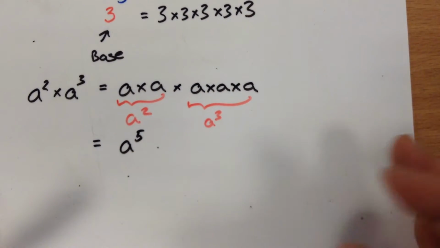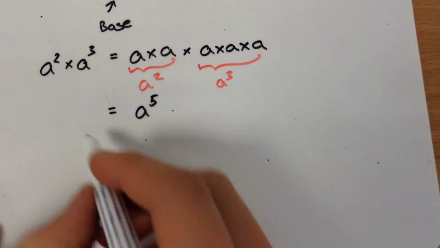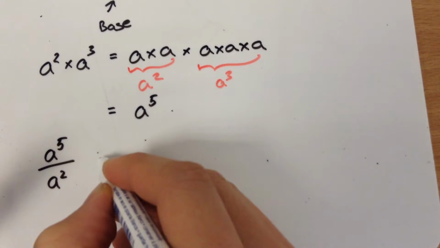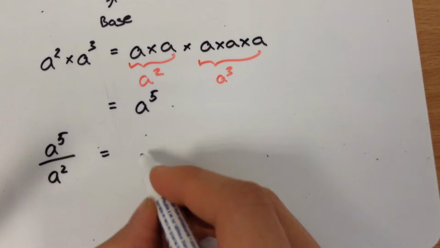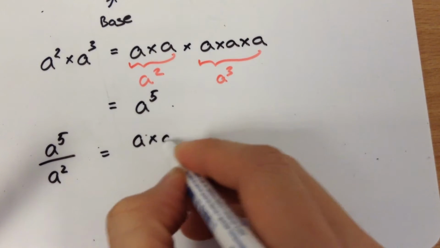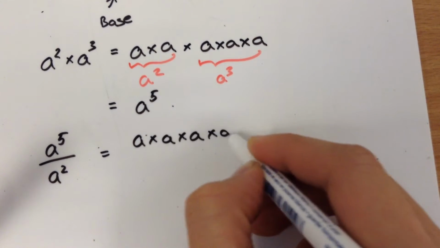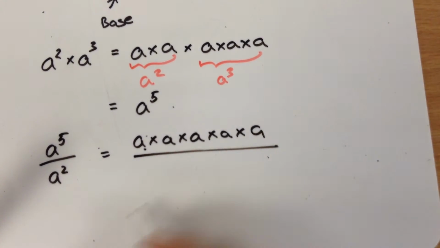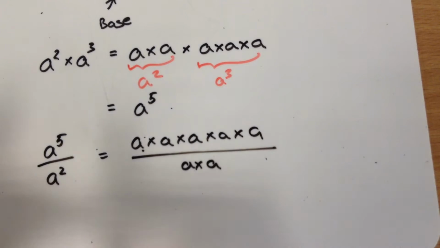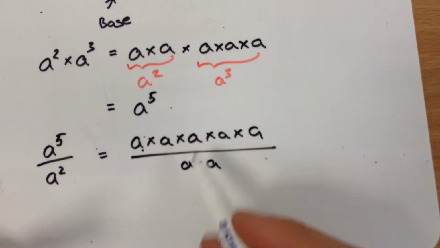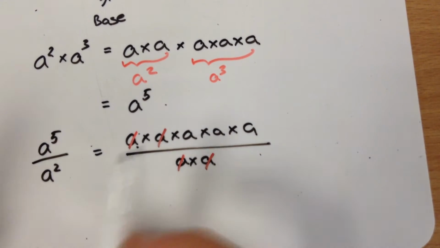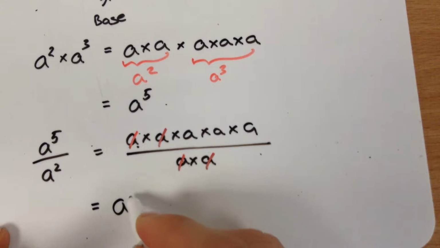We can do a very similar thing except with division. We can have a to the power of 5 divided by a squared. A to the power of 5 is a times itself 5 times. A times a times a times a times a. 1, 2, 3, 4, 5. Divided by a squared, which is a times itself twice. From your division, you'll see 1 a cancels out 1 a, 1 a cancels out 1 a, and you're left with 3 a's, and this is just a cubed.